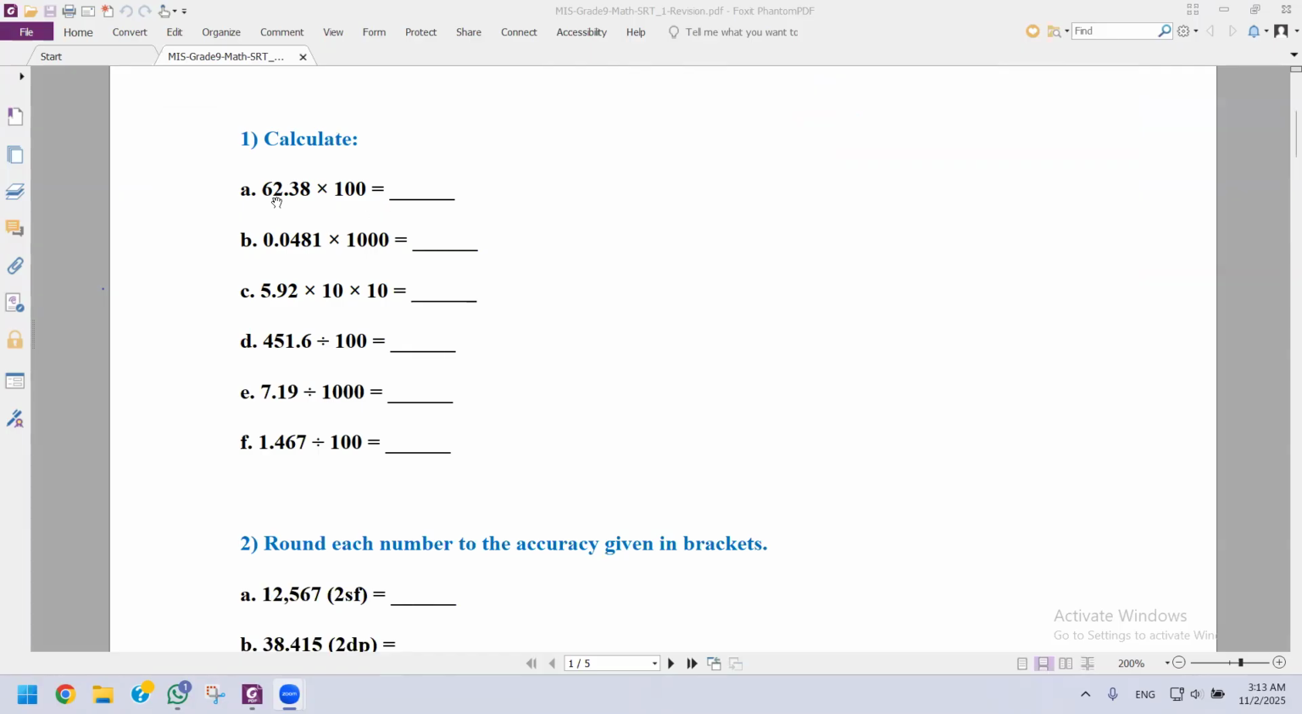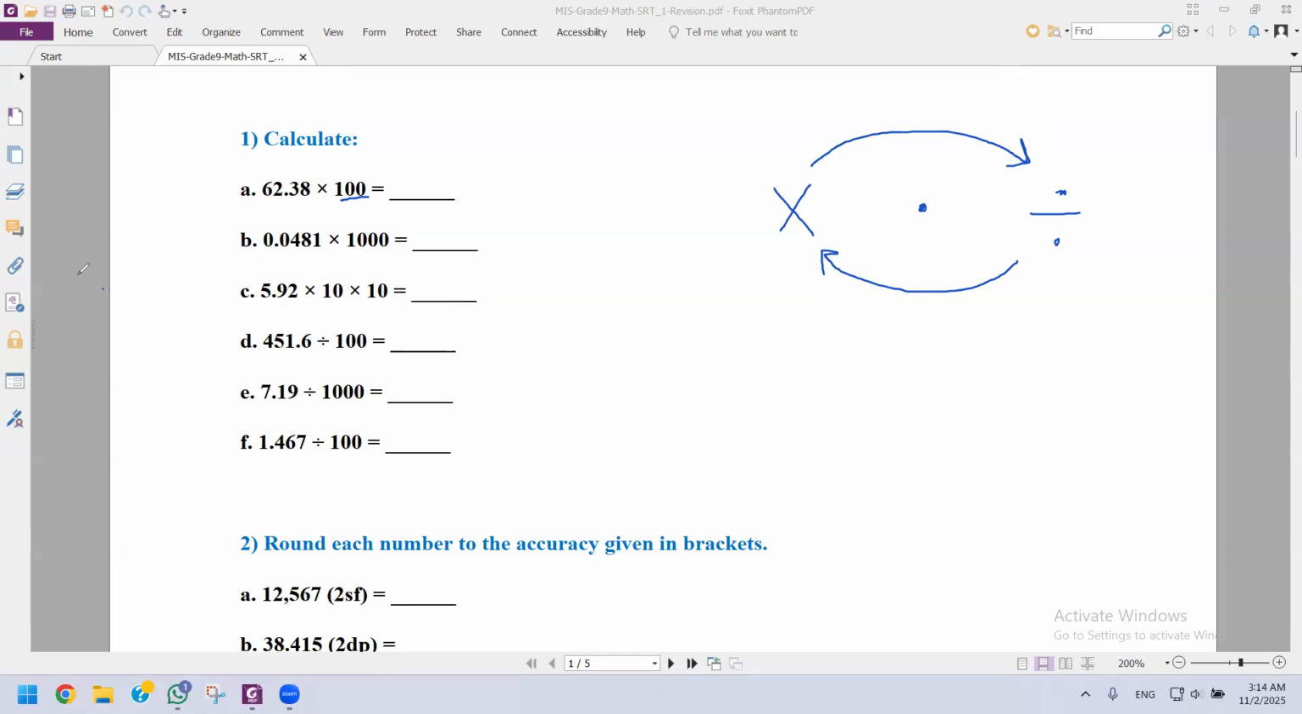It says calculate. So here we have times and divide by 10, 100, and 1000. Remember, in this question, we don't have to do any calculation. It's only moving the decimal point. First, you learn at school multiplication and then division. Multiplication will move the decimal point to the right, and division will move it to the left. How many steps the decimal point will be moving according to how many zeros we have? If it is 100, it has two zeros, so it means 2 steps.